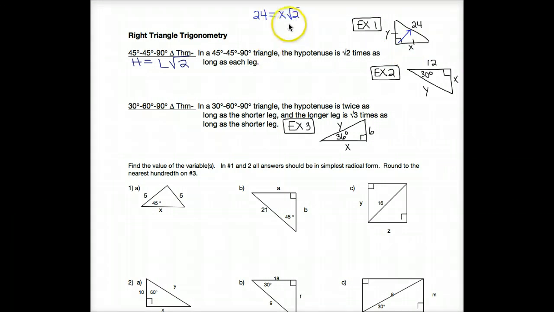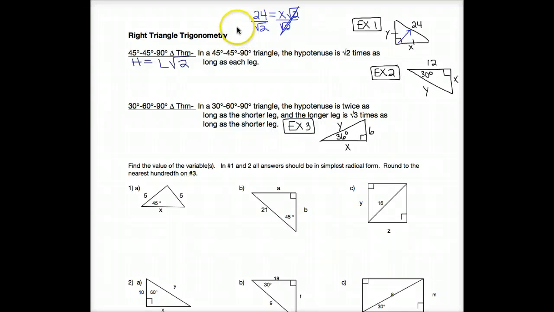And now I just need to solve for x. So I'm going to get it by itself by dividing both sides by radical 2. So those will cancel and x is alone. However, I'm not done because it's not in simplest radical form. It's in radical form, but it's not in simplest radical form.